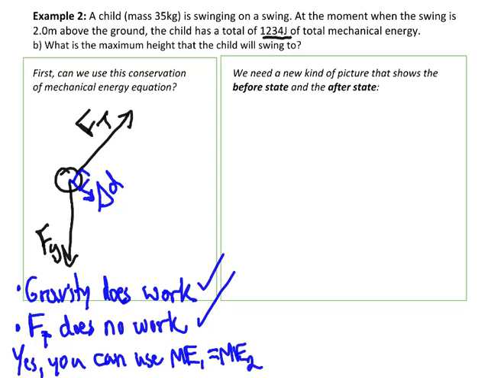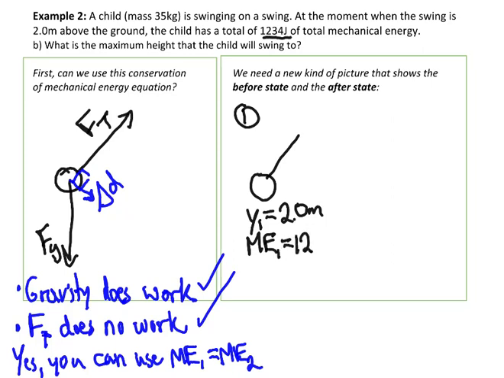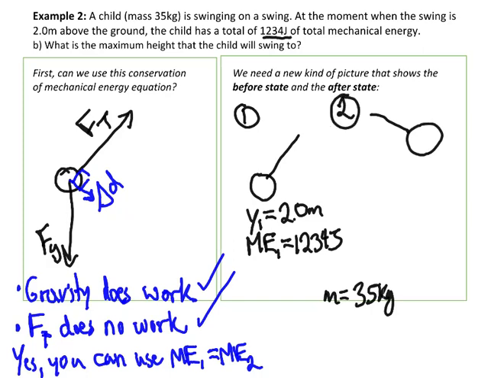All right, then we draw our sort of before and after state picture. So the before picture, state 1, looks like this. Here's the kid on the swing. We know their y1 is 2 meters. We know their mechanical energy at this moment, which is really helpful. We know their mass the entire time, so I'll just put that at the bottom because that mass is not going to change. At the final position, the child is swung way up here somewhere, right? So this is state 2 over here. At this moment, we don't know their y2. That's actually what we're required to find.